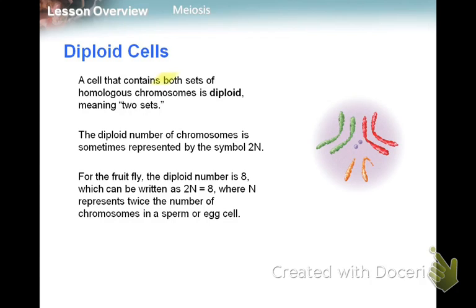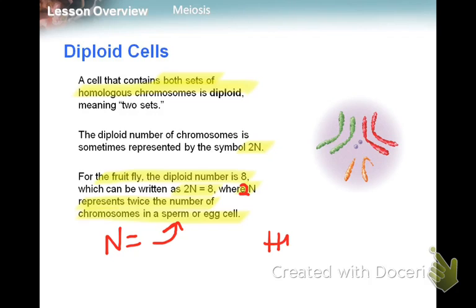A cell that contains 2 sets of homologous chromosomes is called diploid. And we represent diploid by the symbol 2n. So the diploid number for a fruit fly is 8. 2n equals 8. That should say 2n represents twice the number of chromosomes in a sperm or egg cell. N is the number of chromosomes in a sperm or egg cell.